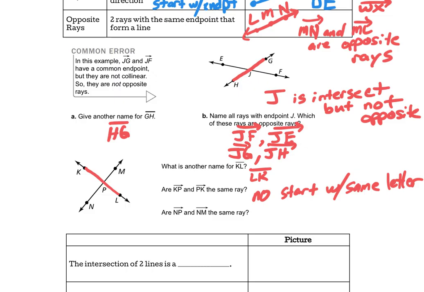Okay, are NP and NM the same ray? Do they both start with N? Yep. Okay? Do they both go the same direction? If I start at N and go through M, and I start at N and go through P, it's the same ray, right? All I'm doing is I'm starting at N and just using another point that's on that ray. Okay? And so we would say yes. Both start at N and they go the same direction.